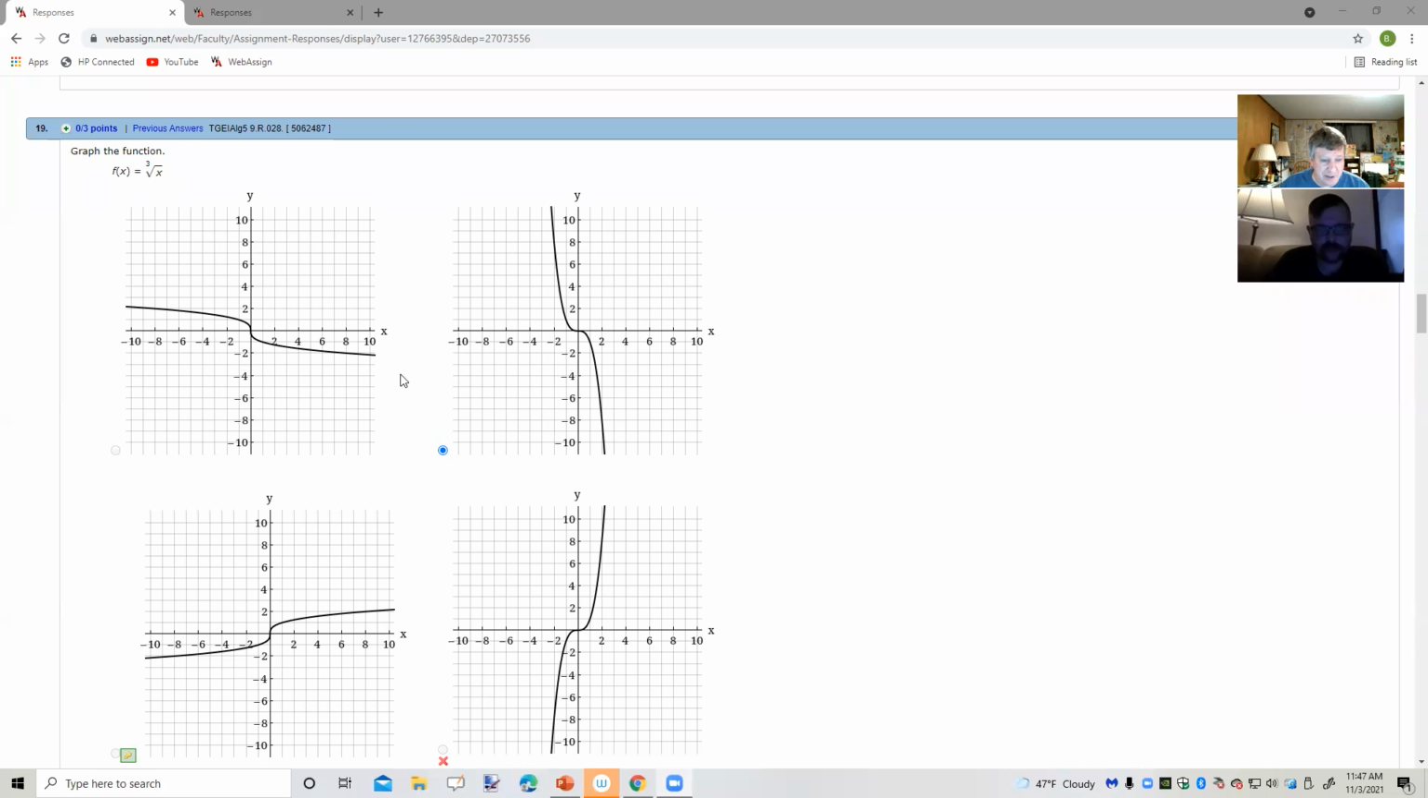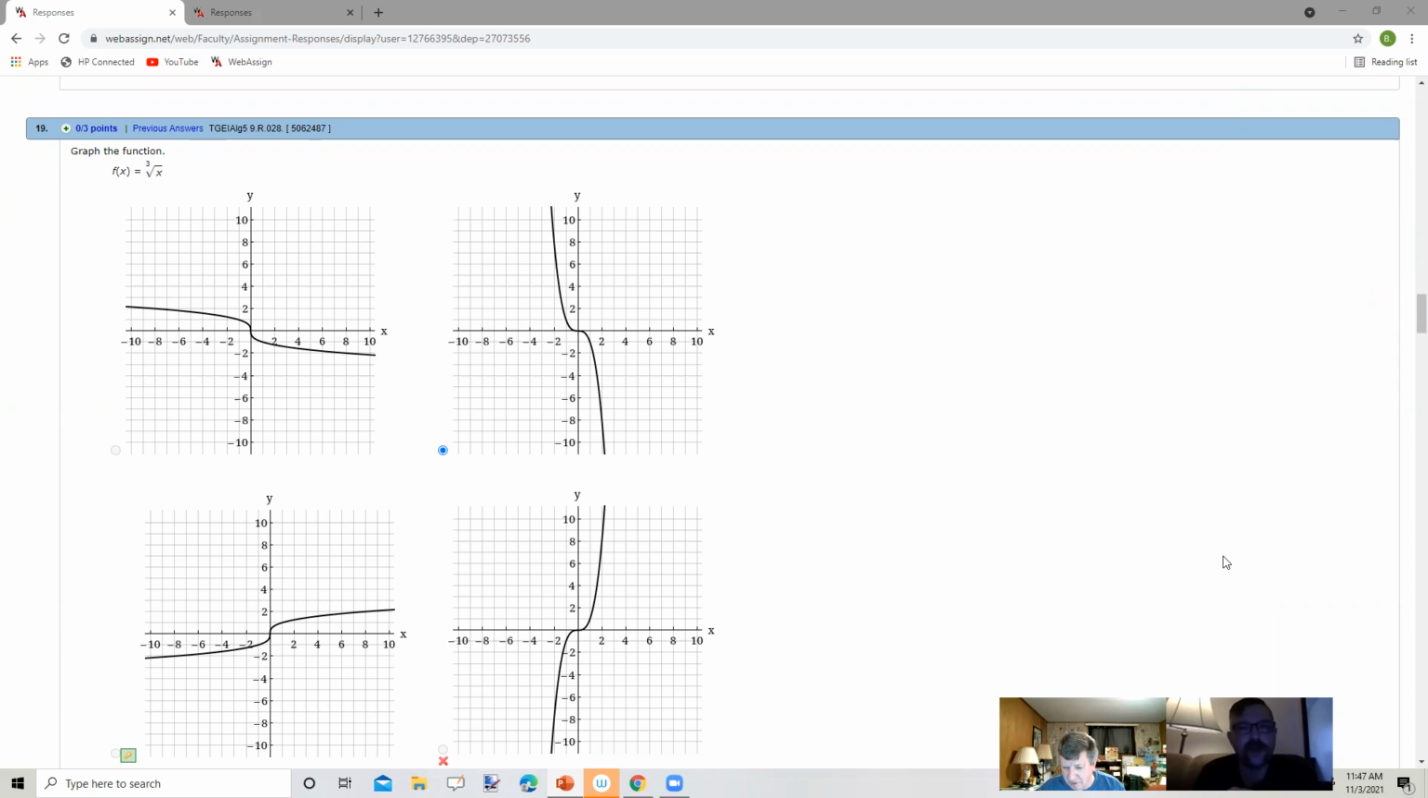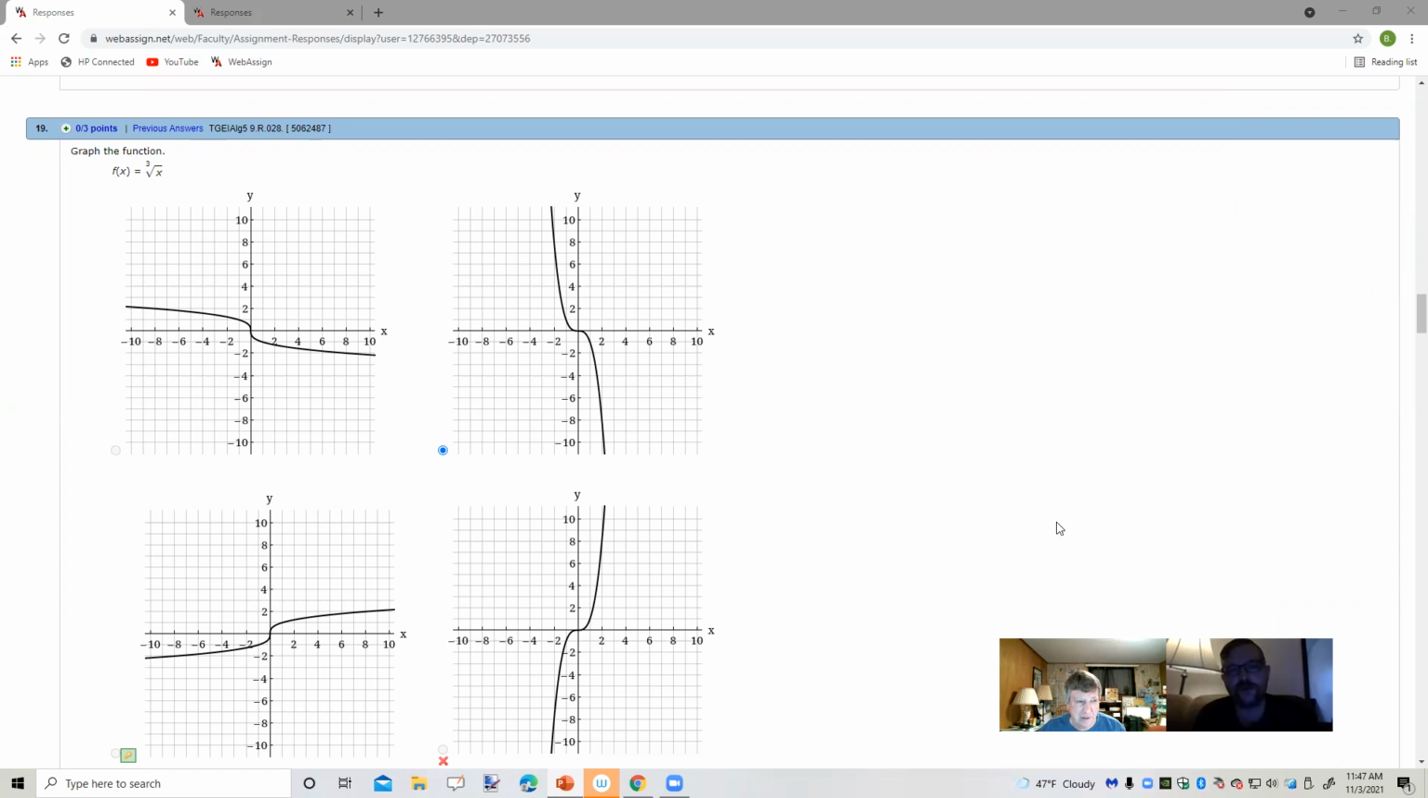All right. So what I'm going to do now is share the WebAssign screen. Can you see number 19 on the screen there? Russ? Is WebAssign showing up on the screen? It is, but you're coming in super choppy. It keeps freezing. Okay, well, I'll do the best I can. It says graph the function f of x equals the cube root of x.